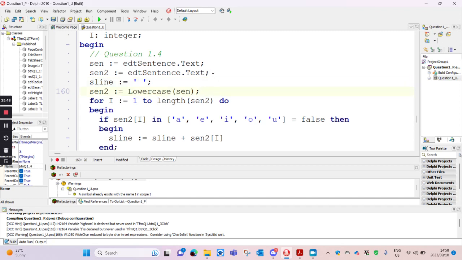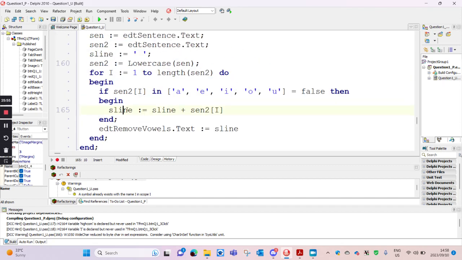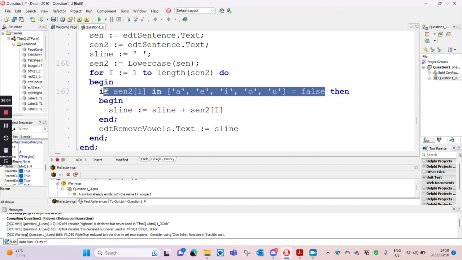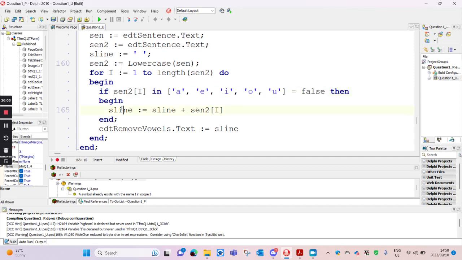All right, then let's see what that person did. So this person went from 1 to the length of the sentence. Then he took the sentence at position I, and looked if it was an E, I, O, U. If that is false, then S line was whatever S line was plus that letter. And then you displayed it at the end. Alright, so I wouldn't start this with a space though. And then this would work fine.